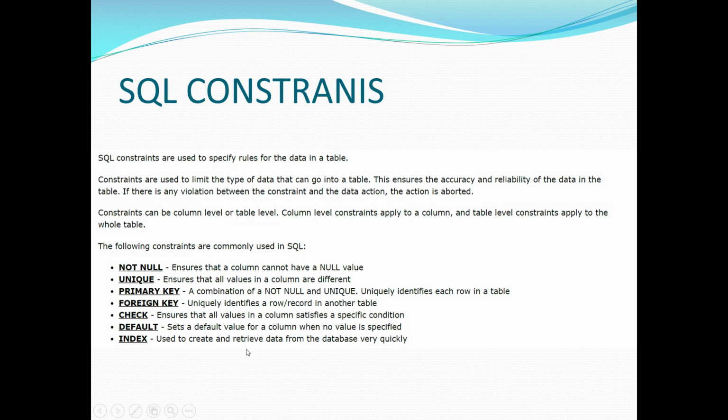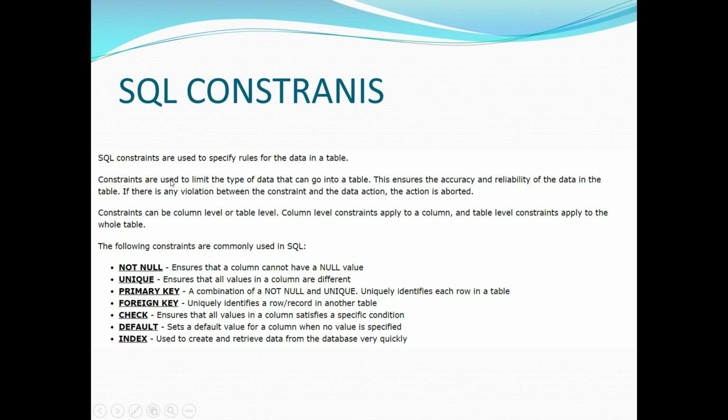Okay, and the constraints are: not null, ensures that a column cannot have a null value; unique, ensures that all values in a column are different; primary key, a combination of not null and unique, uniquely identifies a row in a table; foreign key, uniquely identifies a row or record in another table; check, ensures that all values in a column satisfy a specific condition; default, sets the default value for a column when no value is specified; and index, which is used to create and retrieve data from a database very quickly.